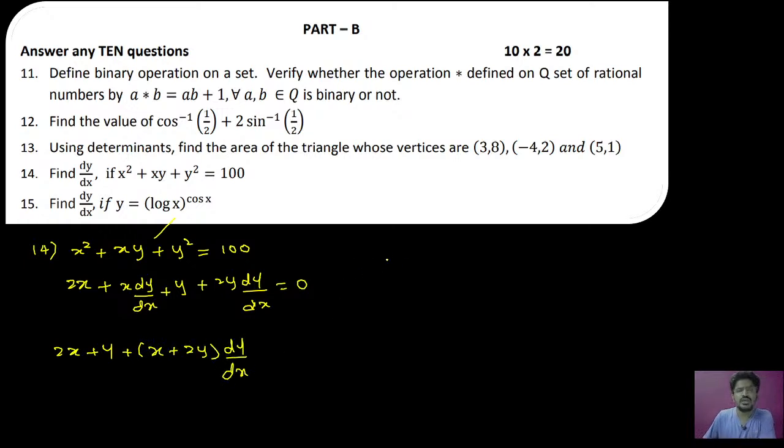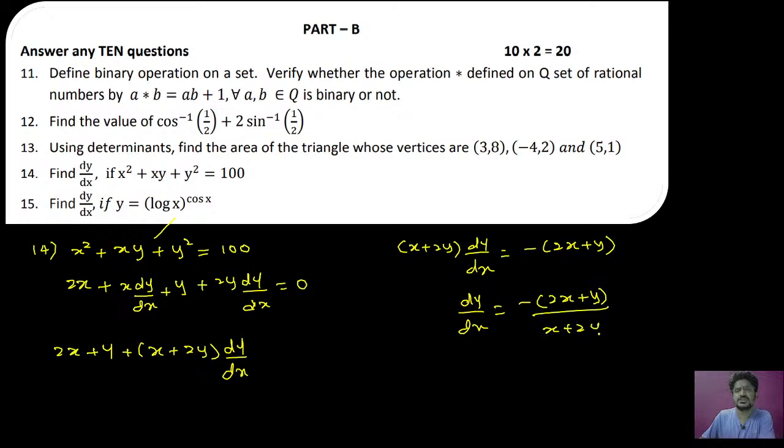So now you can write x plus 2y into dy by dx equal to minus of (2x plus y), and dy by dx will be equal to minus of (2x plus y) divided by (x plus 2y). Okay, I think everyone can understand this. Very simple problem.